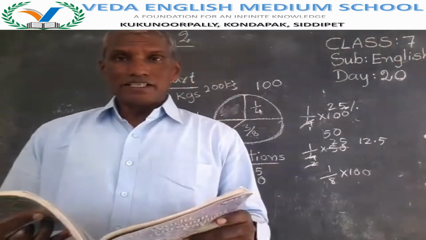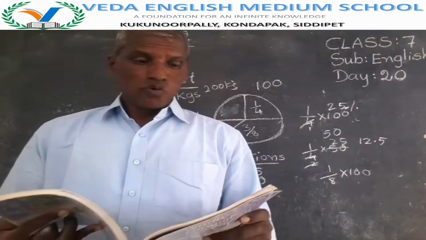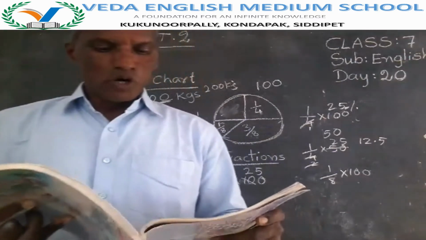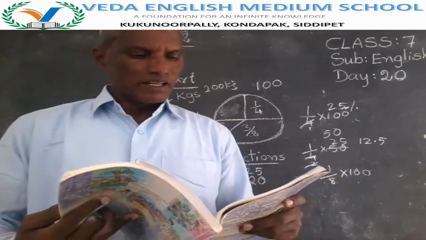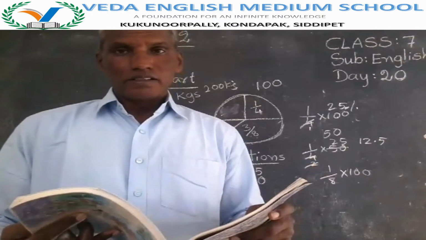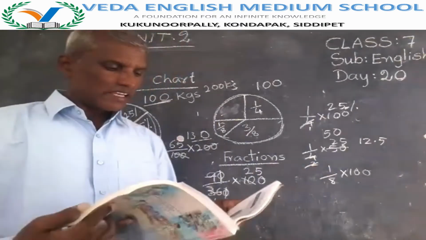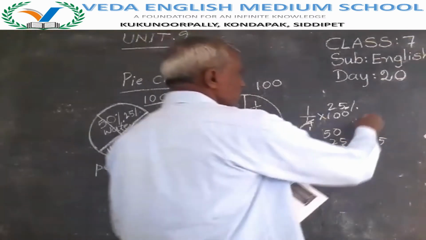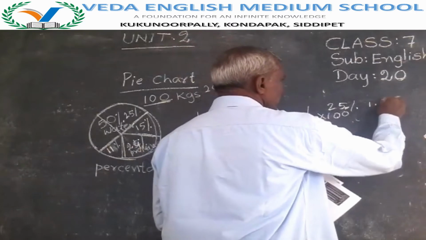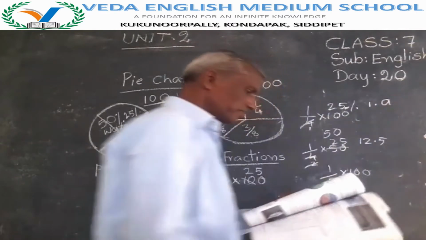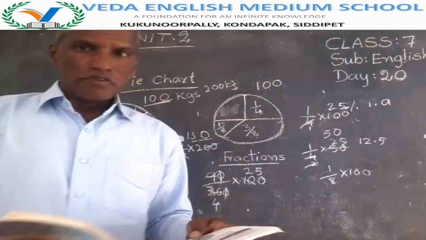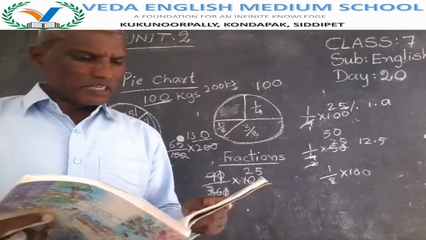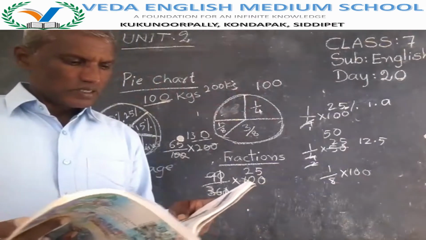So the body contains 65% water. That's why this is more. So what is the most of the weight? Water. So the first answer is A. Now, which of the following statements is correct?